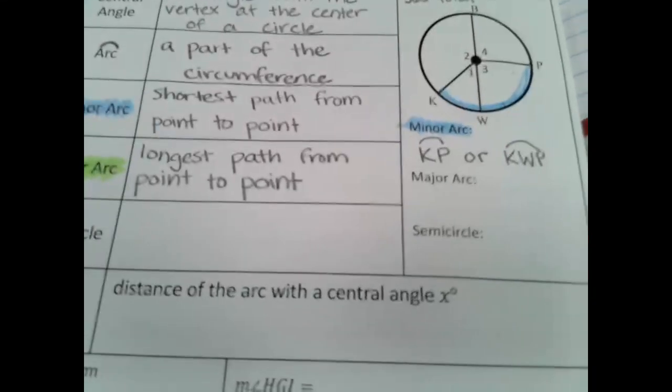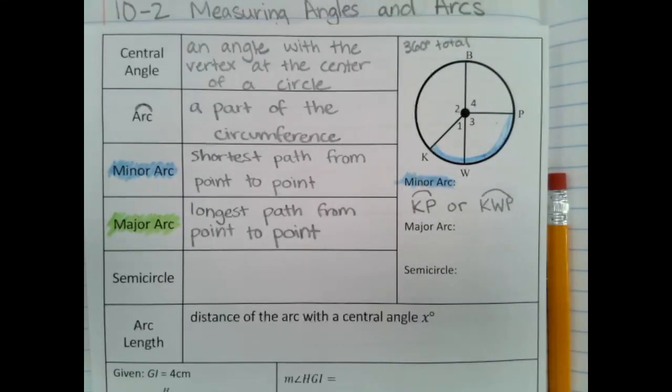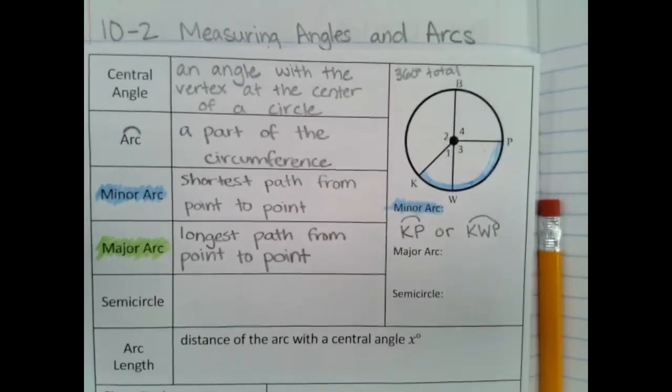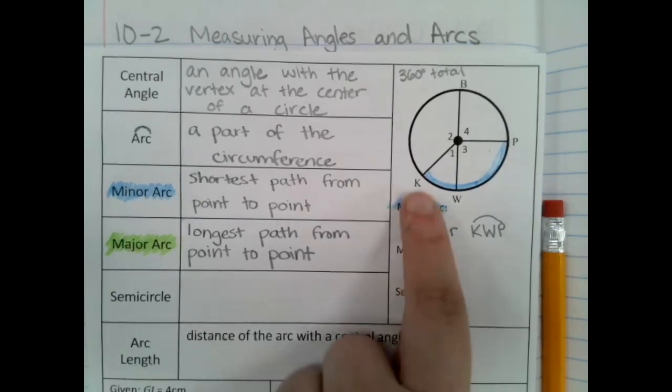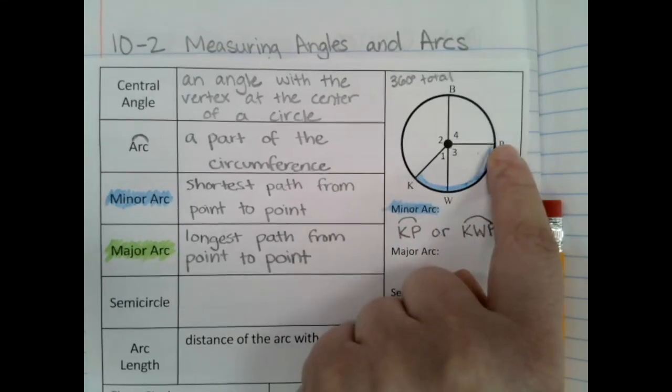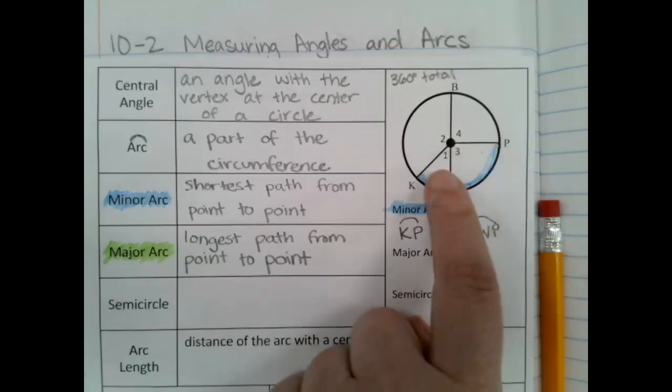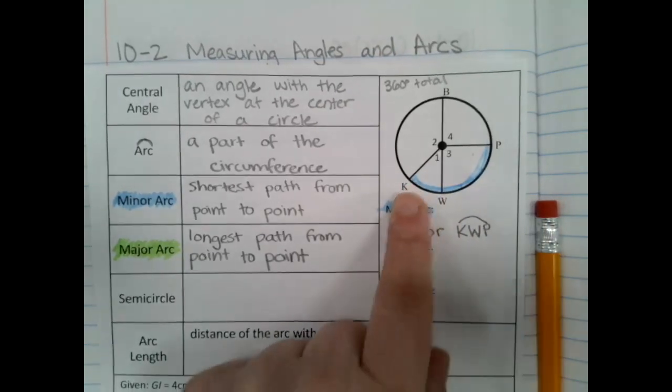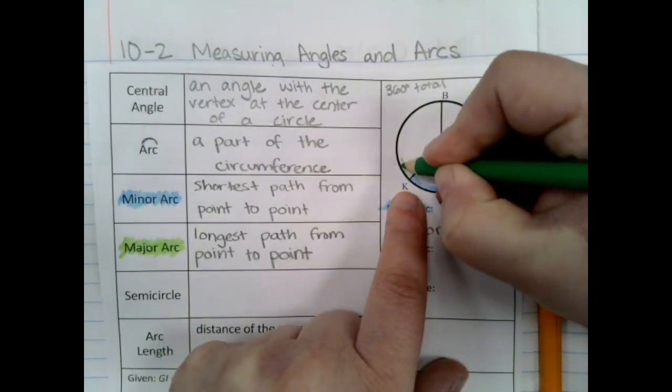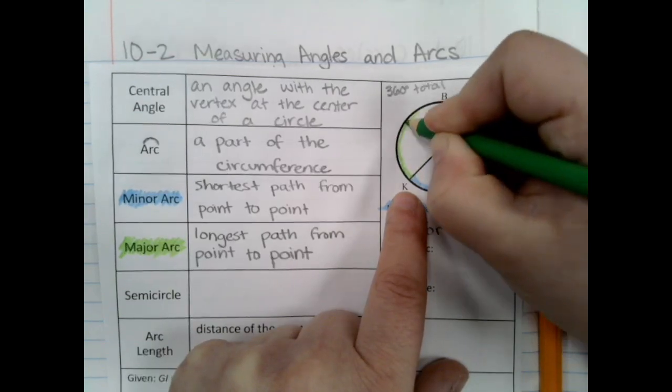All right, so as we look at this again, we're going to do K to P, but this time I'm going to go the long way around. So K to P counterclockwise was the short way going down to the right. What would be the long way? Yeah, going the opposite direction, going clockwise, K up to P.